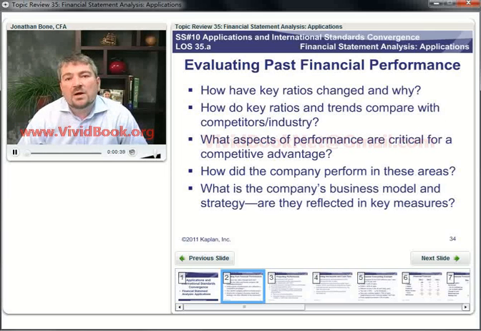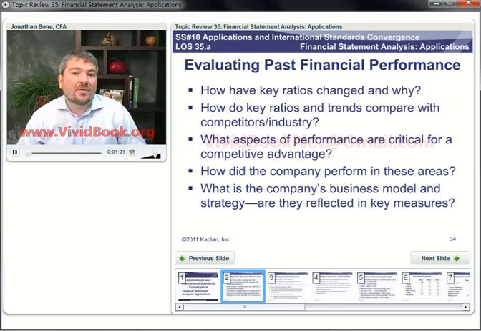Now, of course, you also want to establish what are the critical success factors for this company. In other words, what key ratio do you need to perform well on to obtain a competitive advantage to generate economic profit for your providers of finance? So once you've established the key performance indicators, then you need to calculate your ratios and look at how the company performed in these areas.